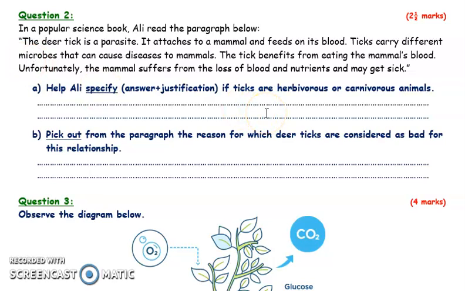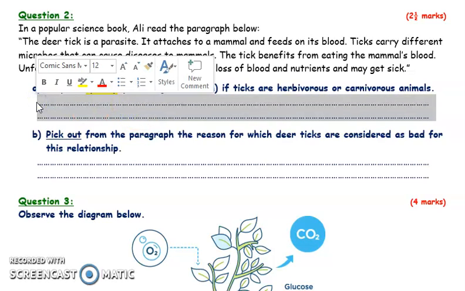Let's help Ali specify and justify. Are deer ticks herbivores or carnivores? The tick eats the mammal's blood. Blood is something from animal origin, and animals that feed on other animals are carnivorous animals. So, the deer tick is a carnivorous animal, and to be more precise, it's a blood sucker.